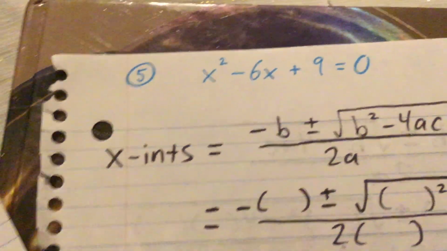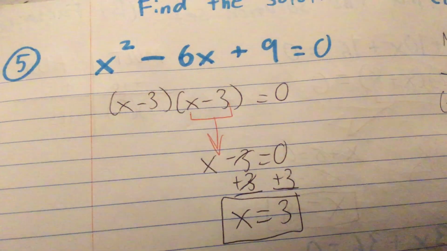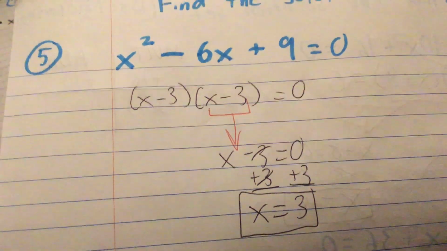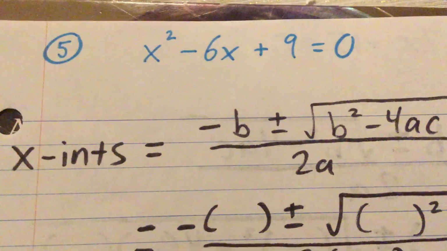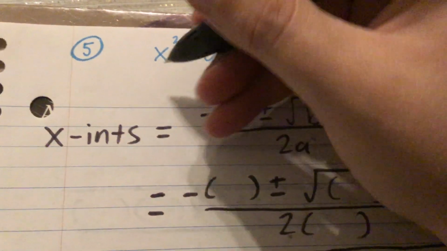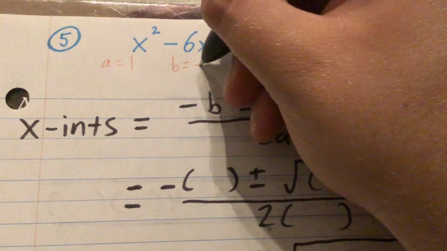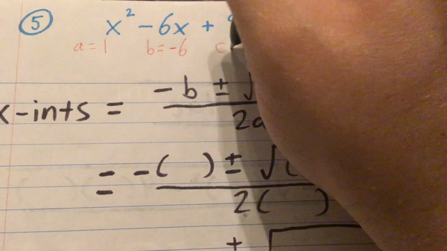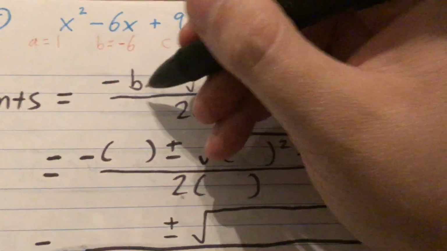All right, number 5. Let's bring out the factored problem with this. So remember, we had x squared minus 6x plus 9 is equal to 0, and there was only one solution, x is equal to 3. Now that we know that the answer is 3, let's prove it with the quadratic formula. Okay, so first things first. x squared minus 6x plus 9 is equal to 0. Let's use the quadratic formula where a is equal to 1, b is equal to negative 6, and c is equal to positive 9.